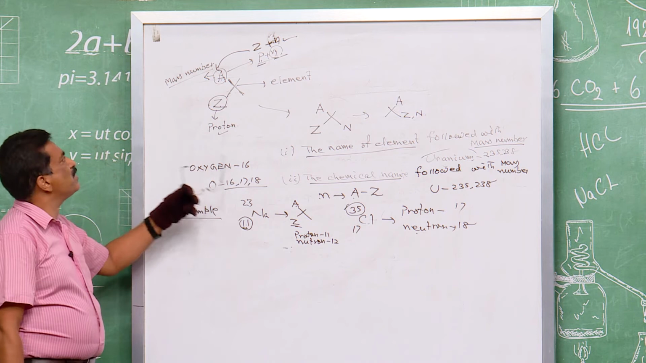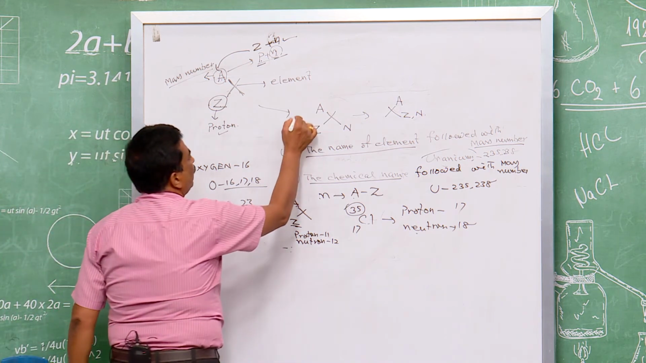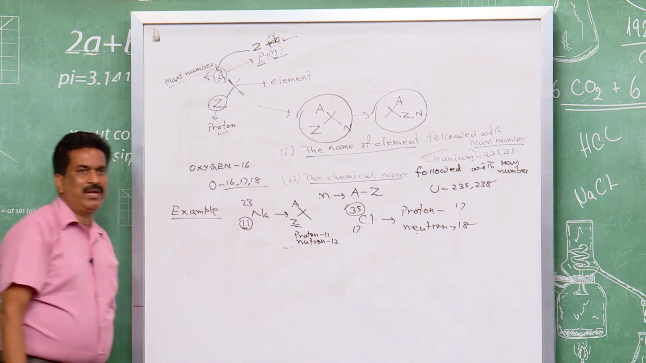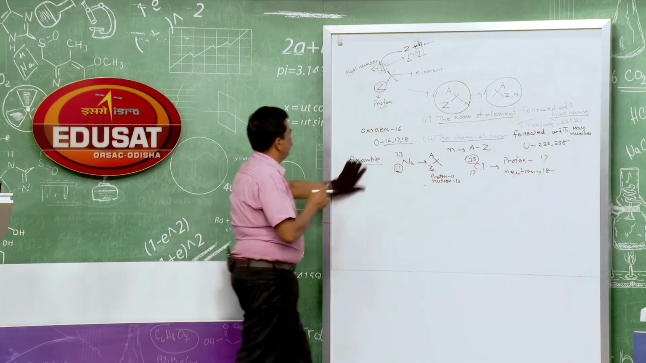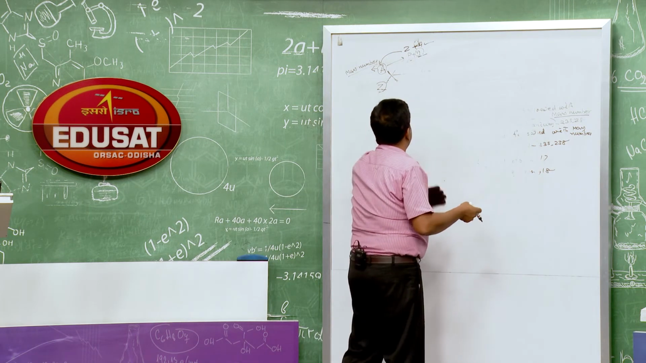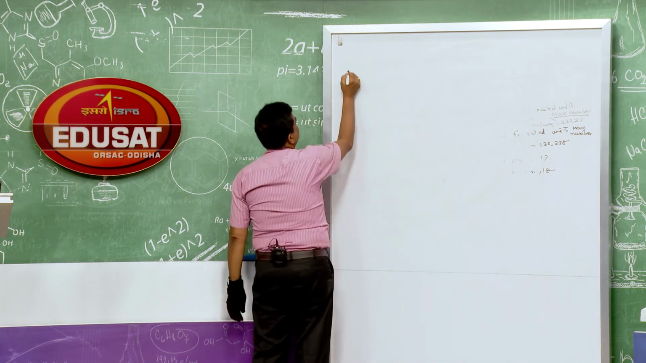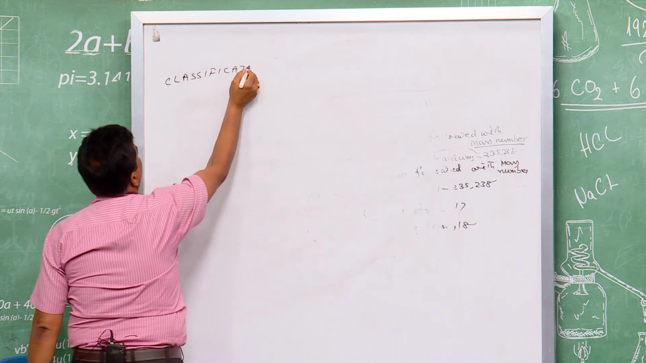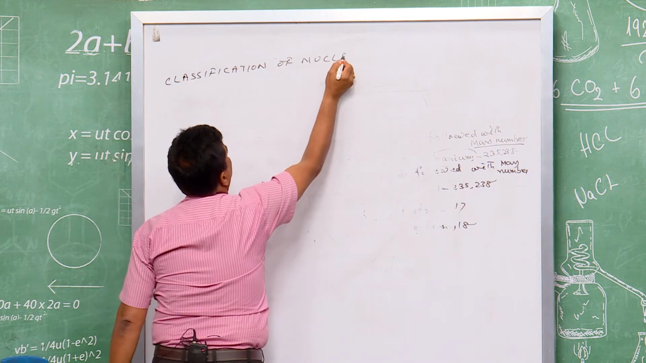So, these are the symbolization of the nucleus, how you have to represent it, either this one or this one. Next we will see the classification of the nuclei. Classification means you have to classify them, meaning the different types.